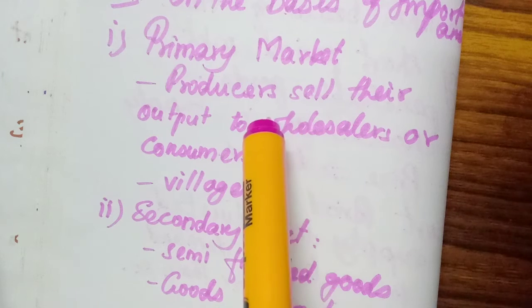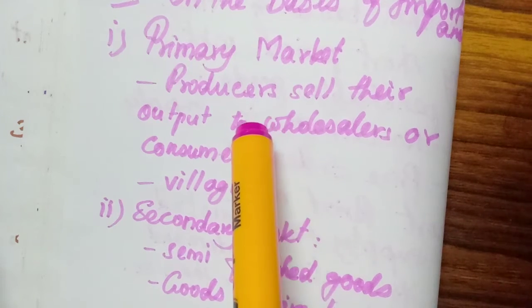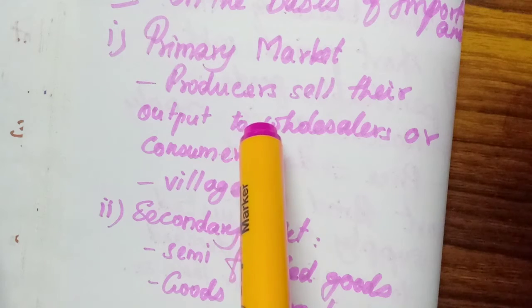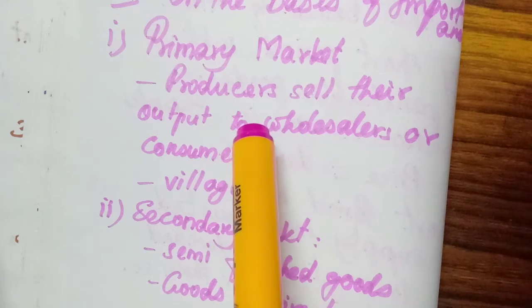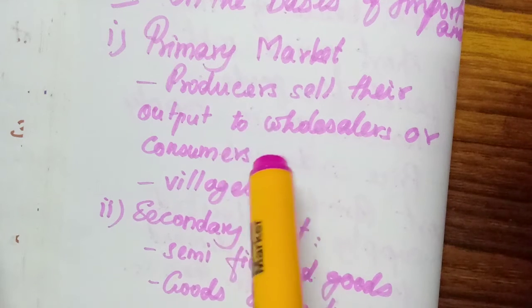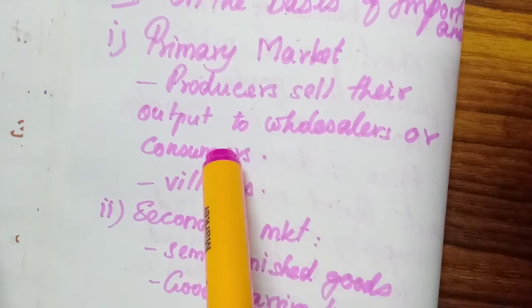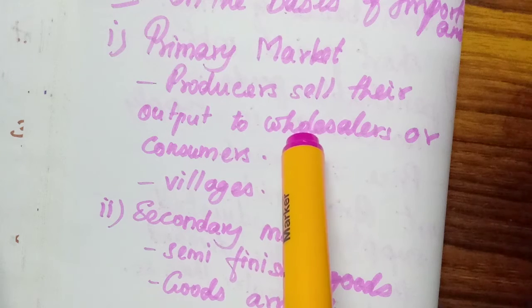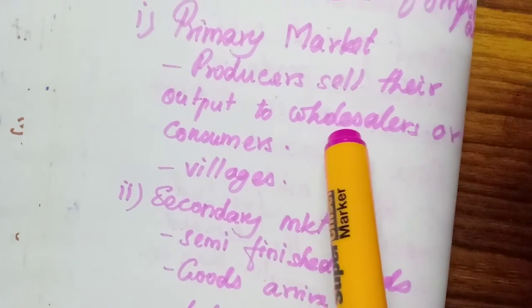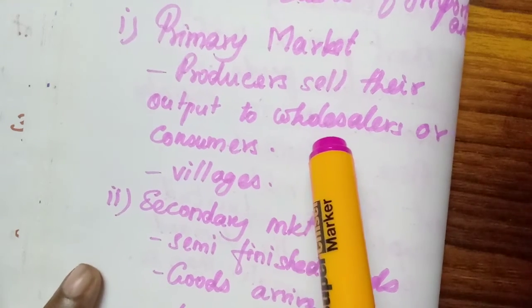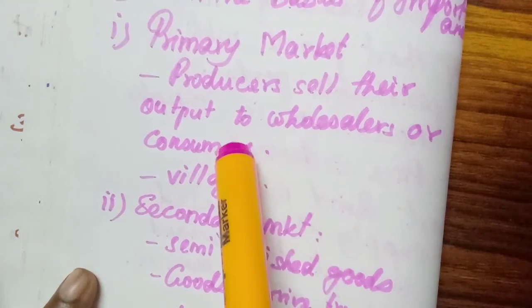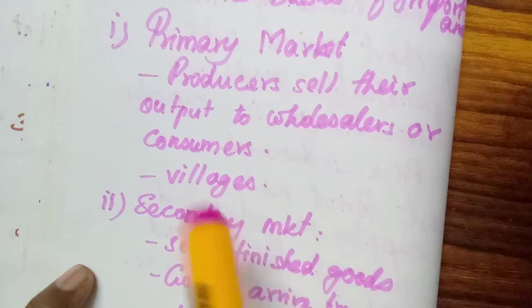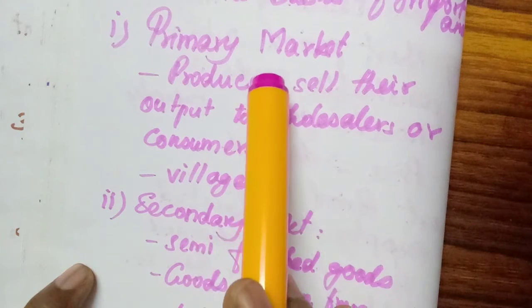Okay, for example, we can say the banana bunches. In one field they will grow many bananas, and all the banana bunches will be brought to the nearby market, the village market, and either they will sell to the consumers or they will sell to the wholesalers, the full lot. Or one bunch by one bunch they will sell to the consumers also. Others will come and buy. Okay, that is called primary market.